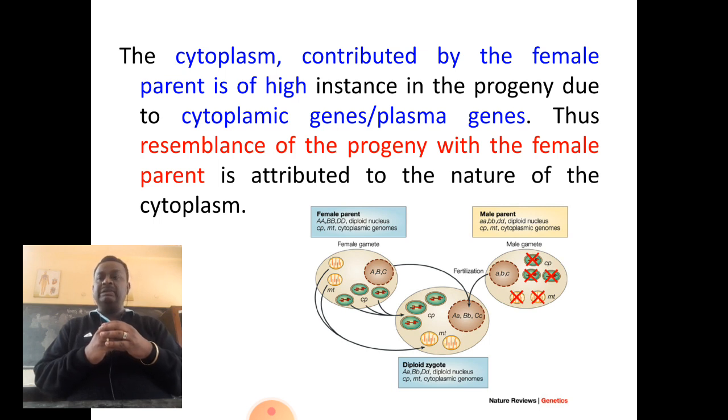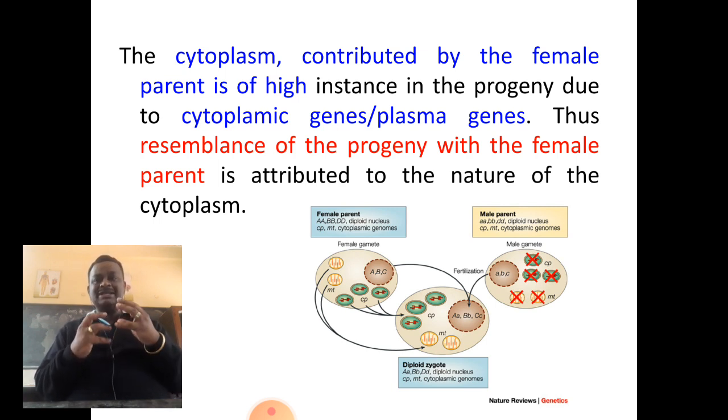So, the DNA present in the cell organelles which are responsible for controlling certain characters in the organisms are called cytoplasmic genes, or in simple terms they are called plasma genes. So, the total number of plasma genes that are present in a cell of an organism is called plasmon.